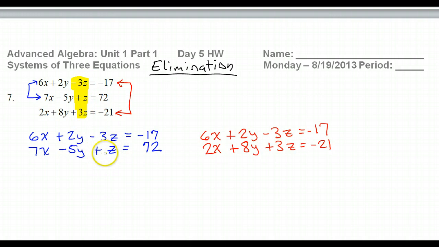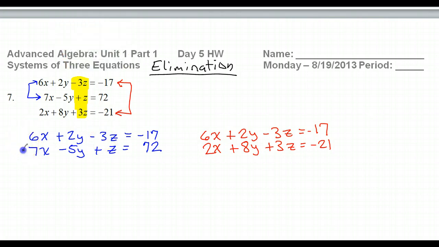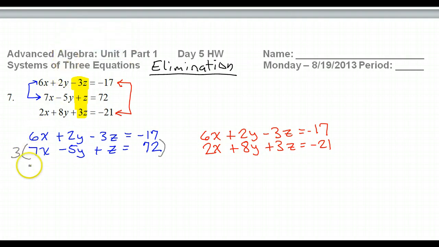So in the blue equation, if I want the z's to go away, I would like this z to become 3z, so it will cancel. So that's why I'm going to multiply the bottom equation by 3. Okay, and let's see what happens if I multiply the bottom equation by 3.